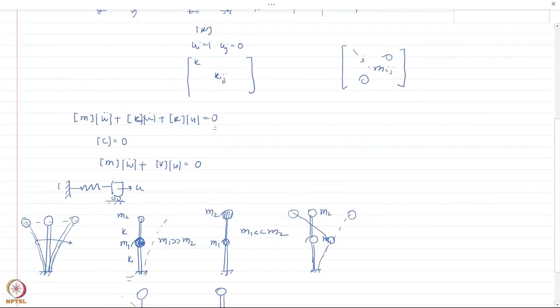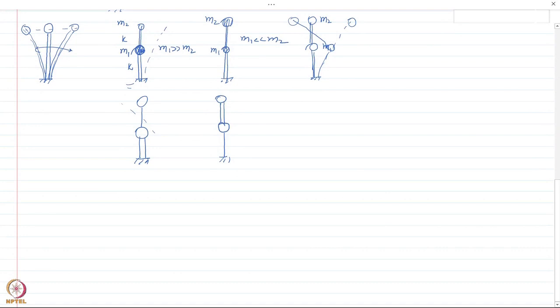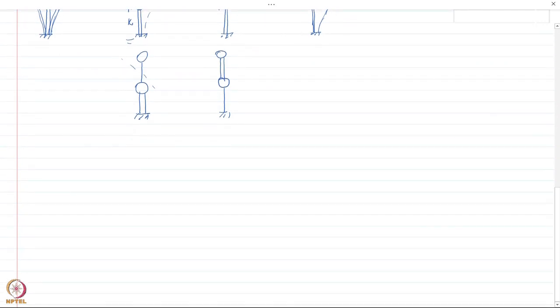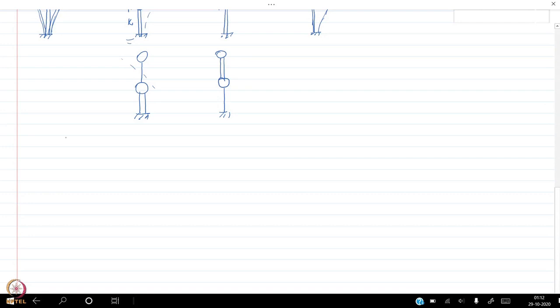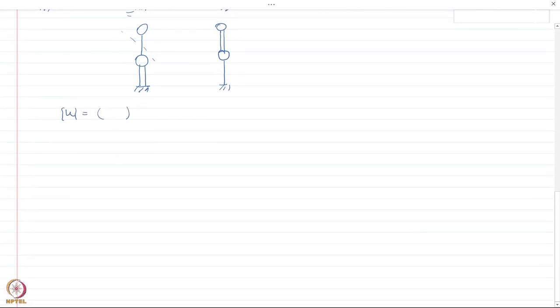And to get that, we are going to solve the equation of motion that we have just written here. Now, as you can imagine, the total response of a multi degree of freedom system depends on the distribution of mass and the distribution of stiffness, and it can deflect in multiple ways depending upon the number of degrees of freedom. So let us say I have the total response as vector u, which can be written as a linear combination of different deflected shapes.